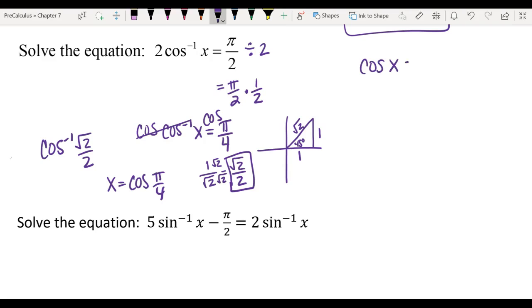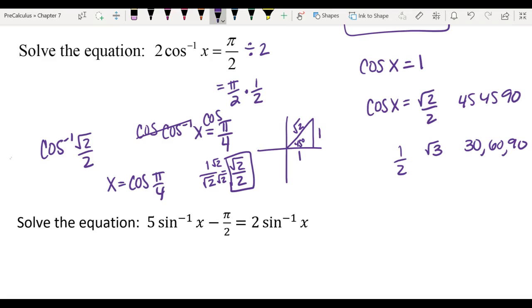If you get cosine x equals 1, 1 is a whole number, right? Yeah. So then you would use the graph. If you get cosine x equals square root of 2 over 2, is that a whole number? No. So then I would use the angle that matches square root of 2 over 2, which is 45. So 1/2, anything with like 1/2 or square root of 3's is the 30, 60, 90. Square root of 2 over 2 is the 45, 45, 90. Other questions?